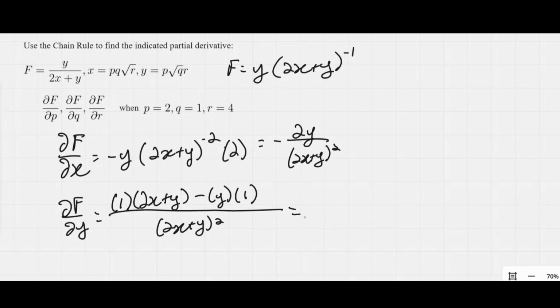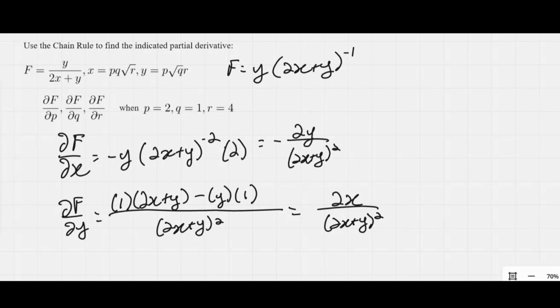And so I'm going to do some quick math over here. We're going to have 2x plus y minus y, and that's just going to be 2x. So what we're left with is 2x over (2x plus y) squared. Alright, so we have found our partial of f with respect to x and y.